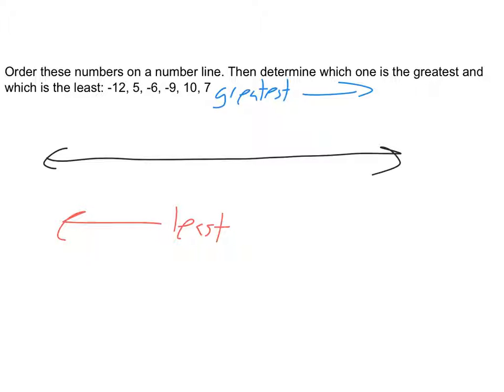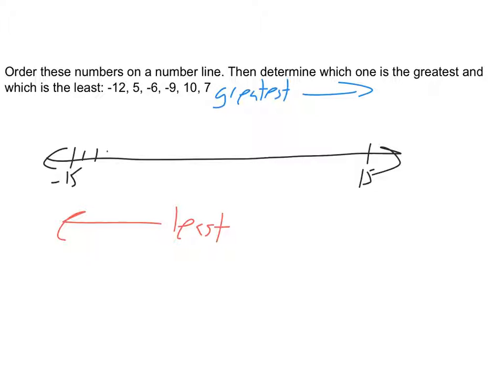Okay, so when we go to do this, I've got numbers negative 12, 5, negative 6, negative 9, 10, and 7. I just have to make sure that I pick 2 numbers that all of the values fall in between. So negative 15 is smaller than all of these numbers. Positive 15 is bigger than all of these numbers. Okay, so now I just have to fill in the rest.